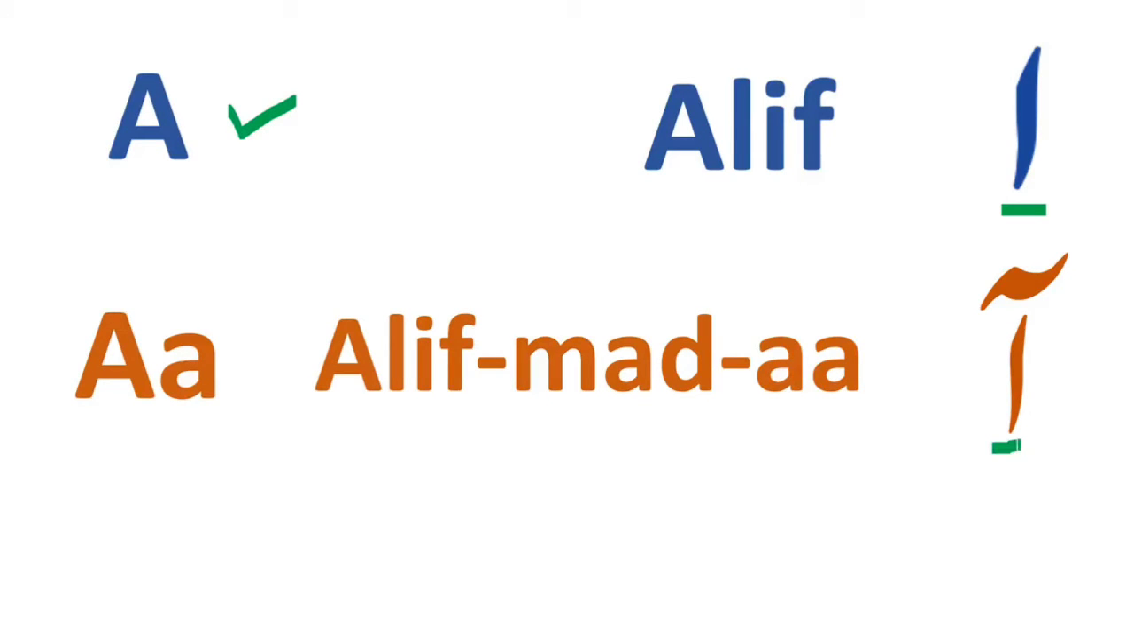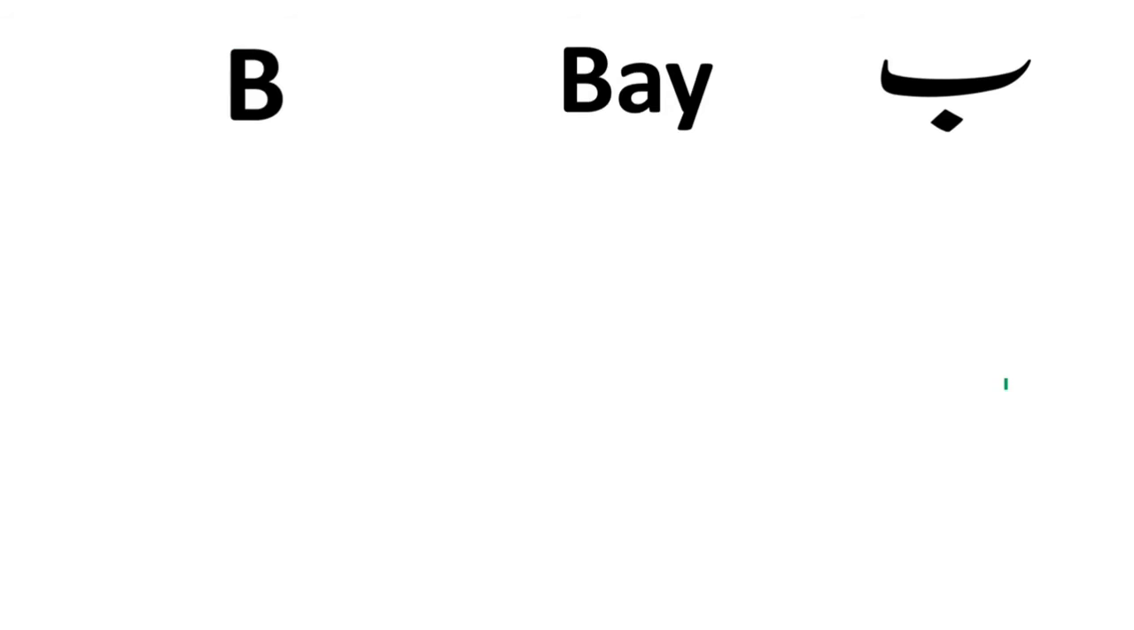Alif. This is A like in the English language. Alif mad A has a long sound, like double A in English. This is our first group of the Urdu alphabet, and it has two letters.